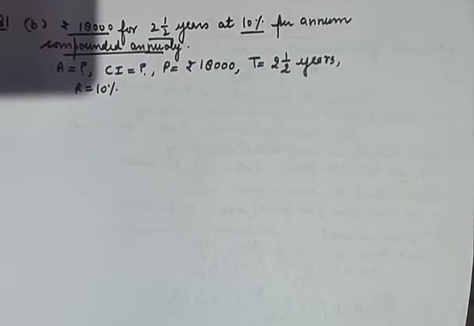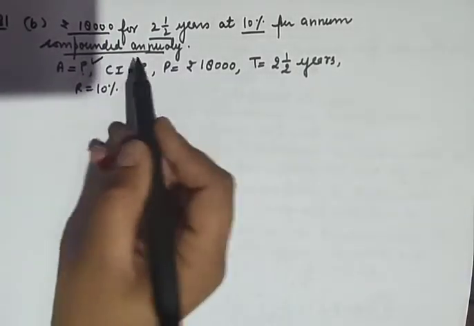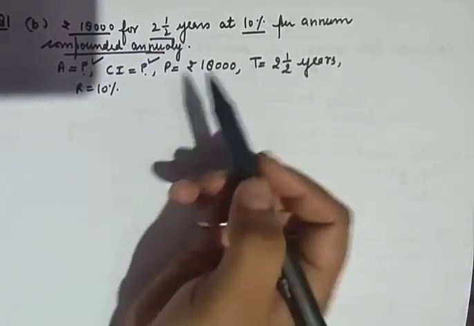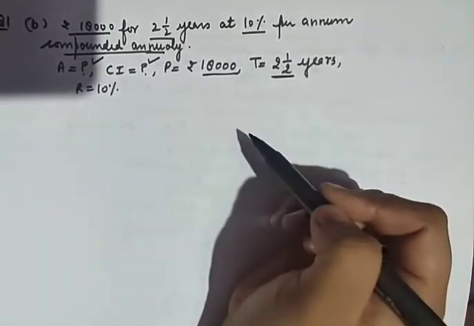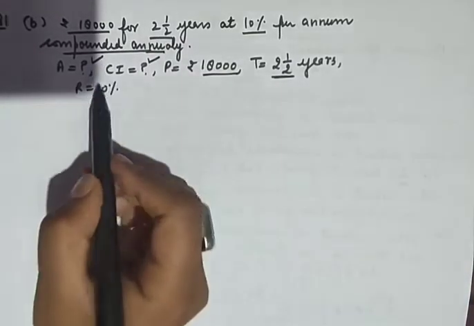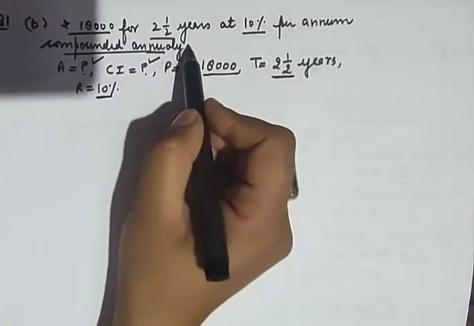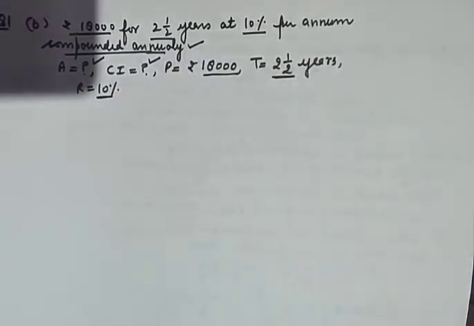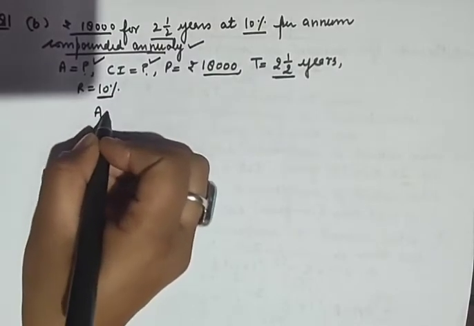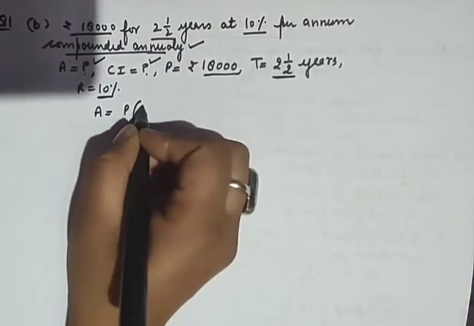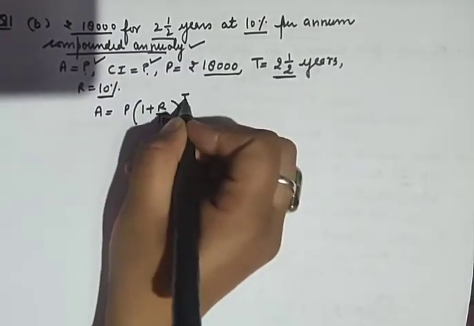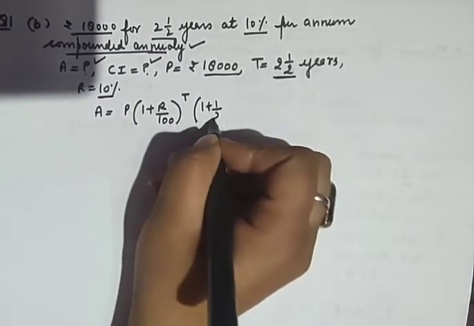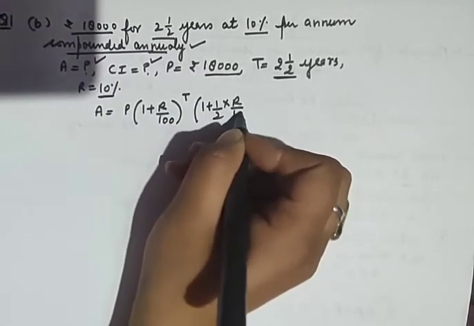Let us see part number 2 of question number 1 here. In this part, you can see that you have to find out the amount and the compound interest. Principal is given, time is given to you in fractions, which is one of the important observations, and rate is also given, and you have to compound your interest annually. So definitely, students, we are applying the formula here. As I told you, we will apply like this: A is P into (1 plus R upon 100) to the power T, and 1 plus 1 by 2 into R upon 100 here.